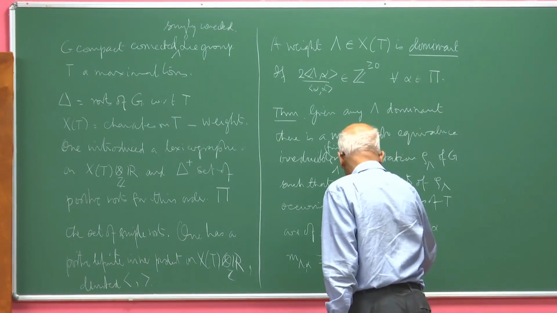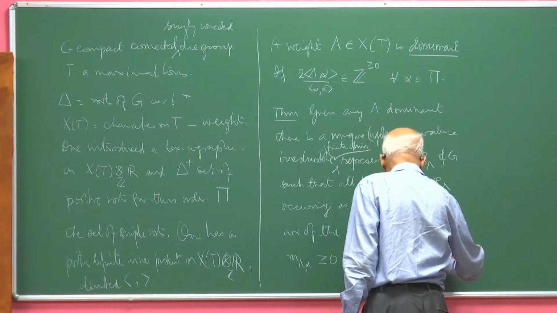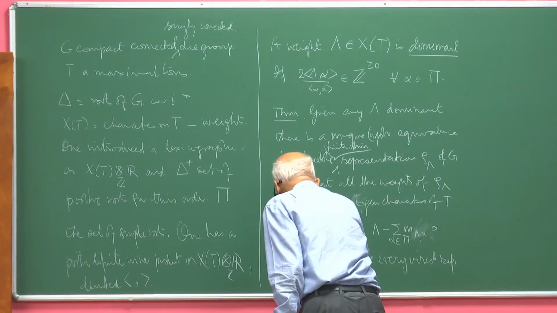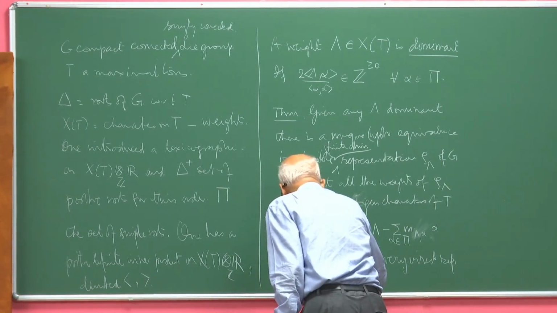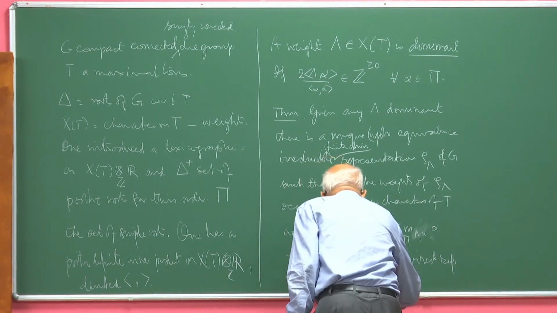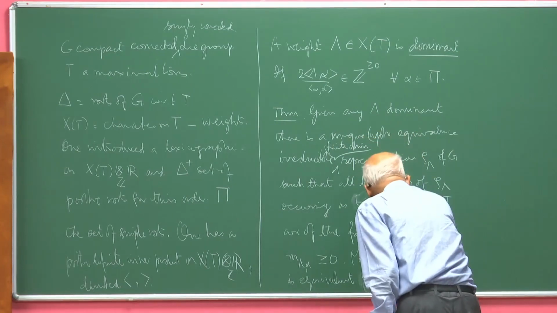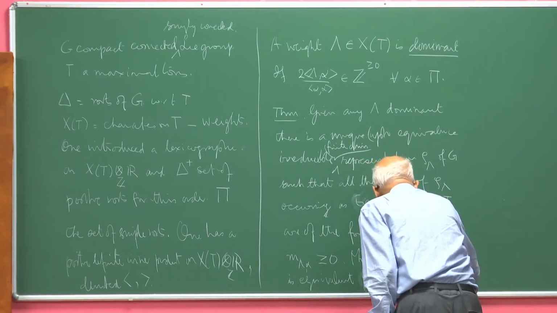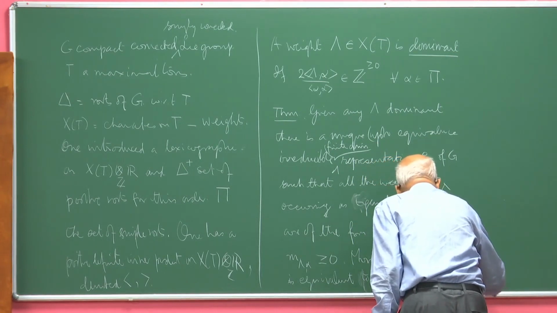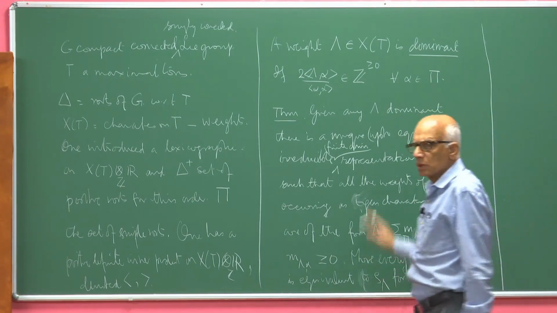Moreover, every irreducible representation is equivalent to rho lambda for some dominant lambda. This is the theorem we have proved.